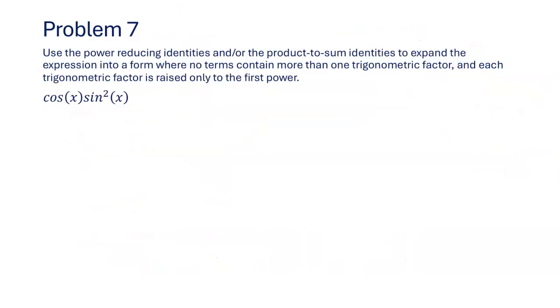All right, cool. Problem set. So here we have cosine of x times sine squared of x. And it just wants us to reduce it to an expression where there's only one trigonometric factor, and that each trigonometric factor is only raised to the first power.